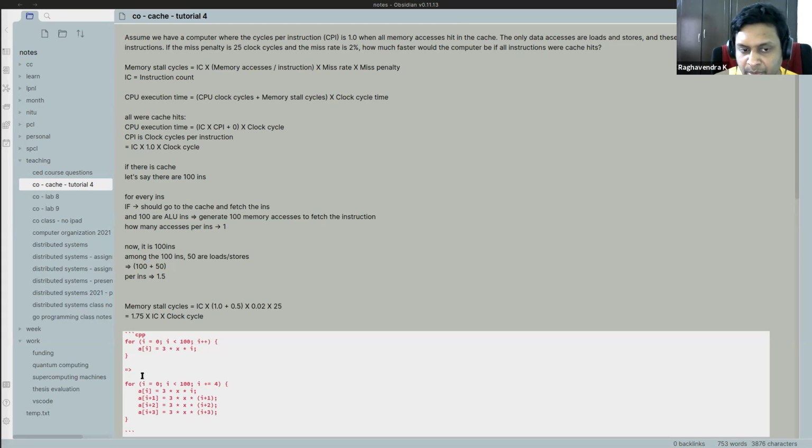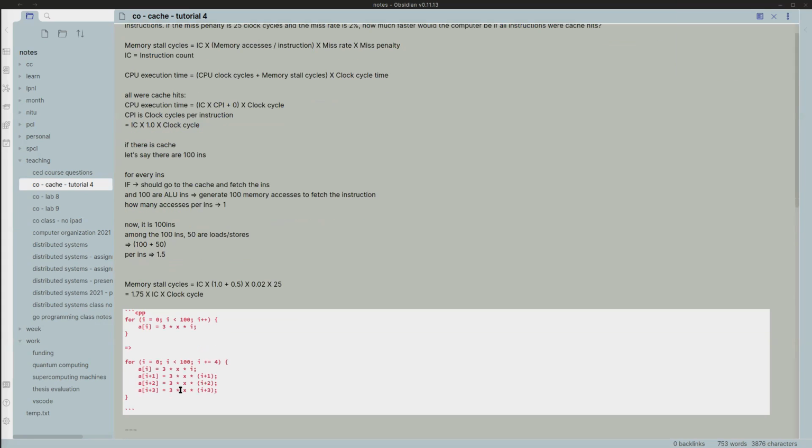So don't you think this will perform better? Does anybody think that this will not perform better, or do you have any thoughts on this? I've just transformed this, right? So do you think this will perform better? Yes, sir. Yes, right. Because now for every 4 instructions, you have a branch instruction, which means that you should be performing better, right?